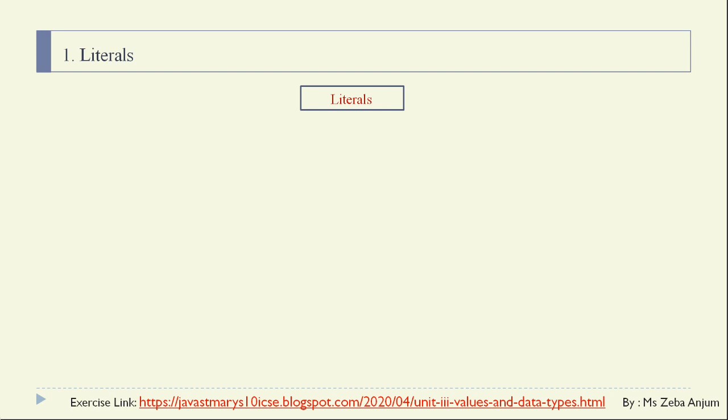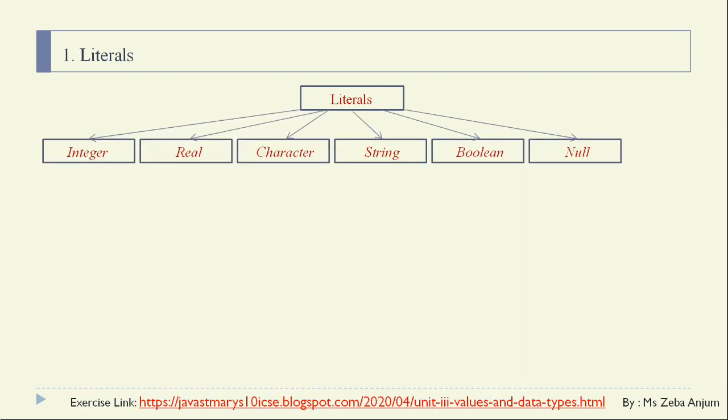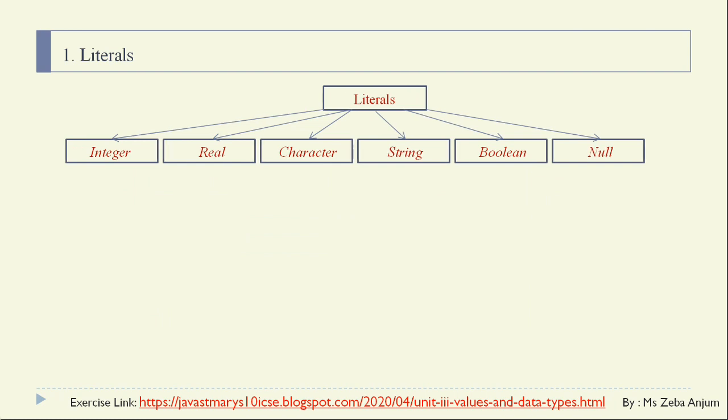Now literals are furthermore divided into major categories depending upon what kind of data you are storing in the variable. So see, over here we are having certain categories of literals. Those are your integer, real, character, string, boolean, as well as your null. So let us start with the integer literal.